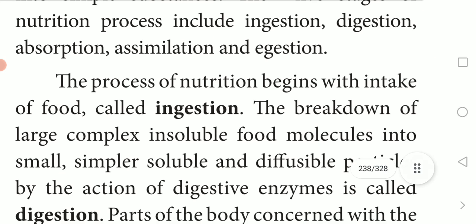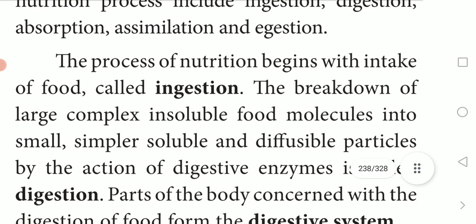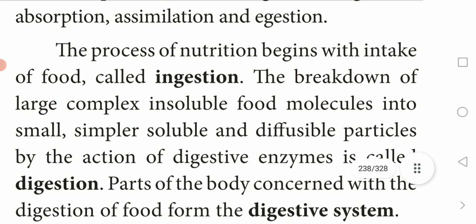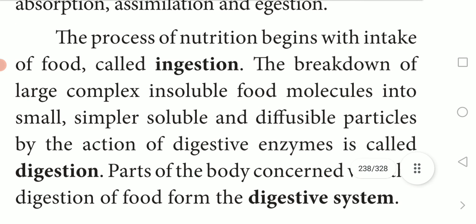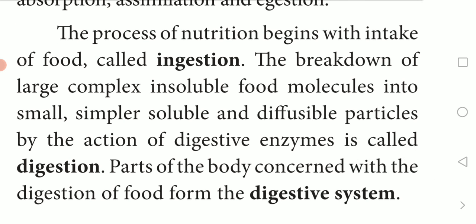What is ingestion? The process of nutrition that begins with intake of food is called ingestion. Underline ingestion, it is a 2-mark question. The breakdown of large complex insoluble food molecules into small, simpler soluble and diffusible particles by the action of digestive enzymes is called digestion. Mark this also, one of the 2 marks. They will ask you to define digestion.